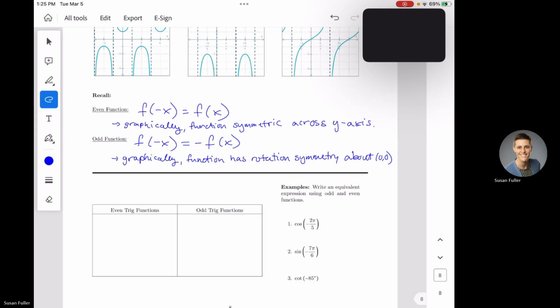If it has rotational symmetry about the point (0, 0), what that means is if you took the right side of your graph and you rotated it 180 degrees, then it would match the left side of your graph. So it has rotational symmetry about the origin. If you take the right side and rotate it around a circle 180 degrees, the left side would match. If you took the left side and rotated it 180 degrees, it would match the right side. So these have rotational symmetry.